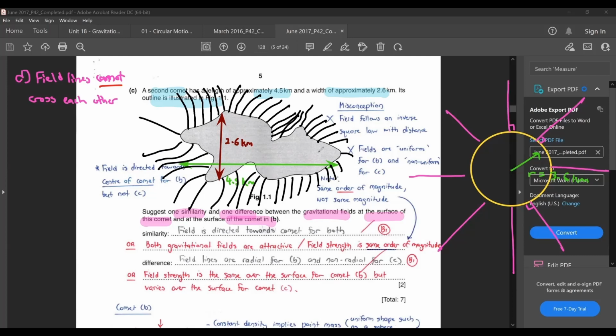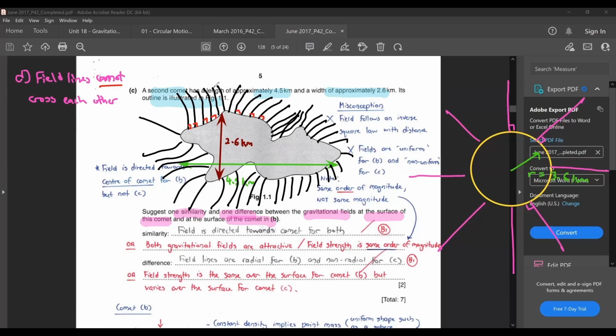Okay, so the main thing is that when you draw field lines, you must still maintain 90 degrees at all times. Because your field lines are trying to maintain 90 degrees with the surface of your comet right now, your pattern looks kind of weird, all right? So that is one thing to note here.